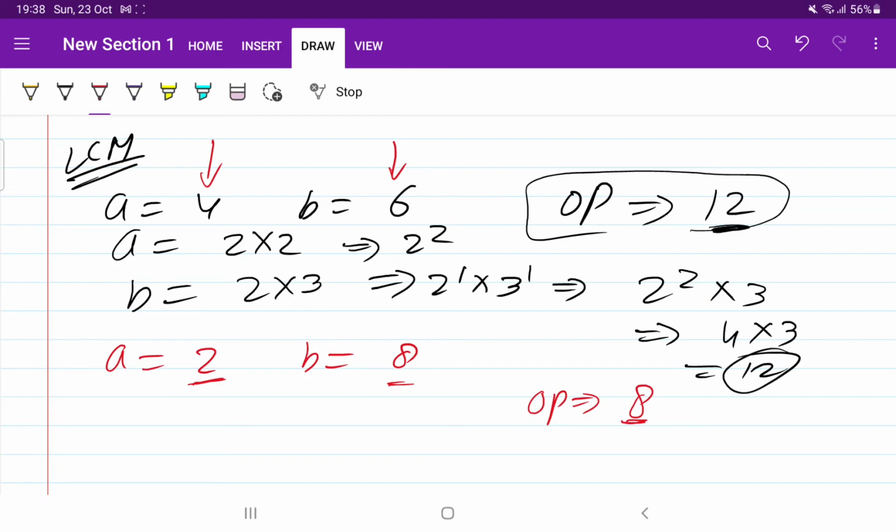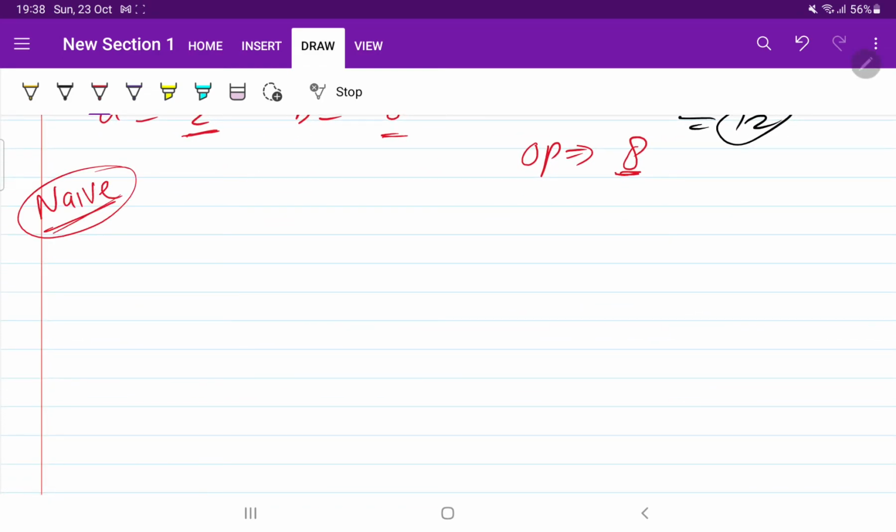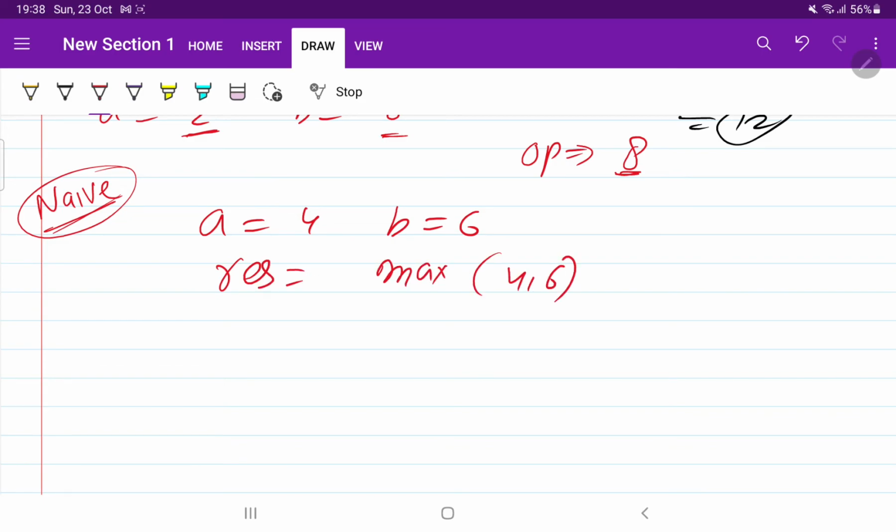I think you must have thought of a solution. Maybe this approach came to your mind. Suppose A is equal to 4 and B is equal to 6. First of all, we find the maximum of both. The result will be the maximum of A and B, the maximum of 4 and 6, so result is equal to 6. We got result as 6 for the above example.